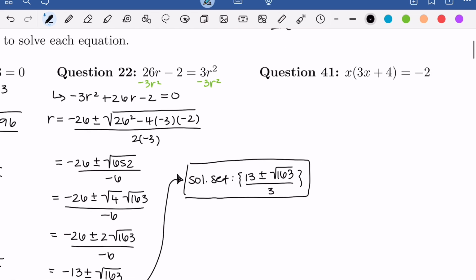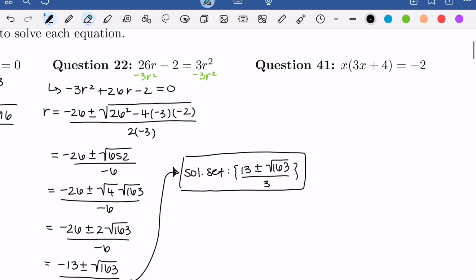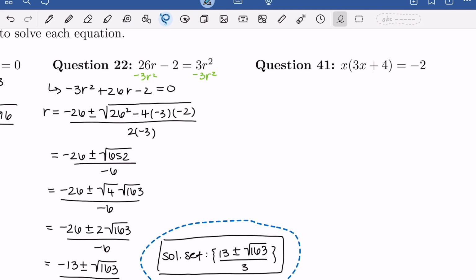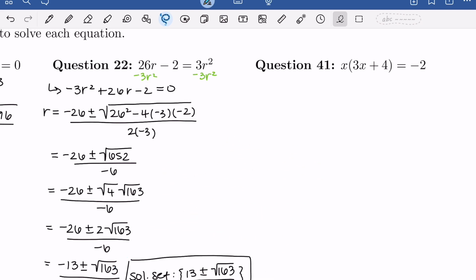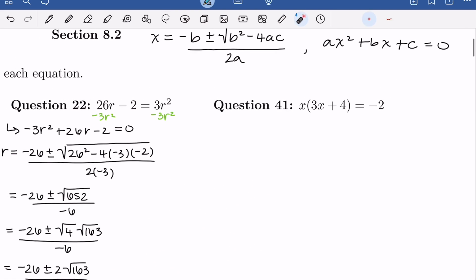All right, so this brings us to question 41 here. Let me actually move this so we have enough room. So for question 41, again, we want to use the quadratic formula to solve this, but we're going to have to do a little bit more rewriting. The first thing that we'll do is distribute this x here to both terms inside of our parentheses.